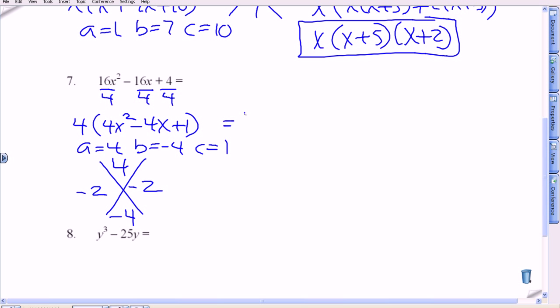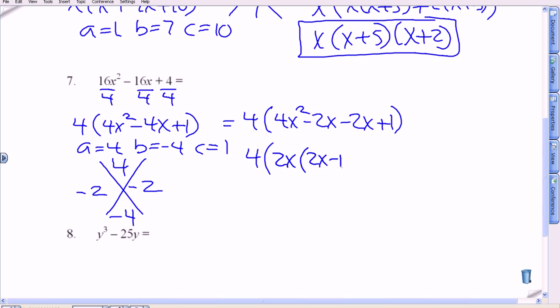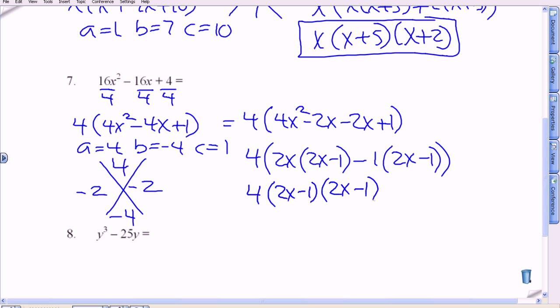So this becomes 4 times 4x squared minus 2x minus 2x plus 1. Take a look at those first two terms. You can take out a 2x. You're left with 2x minus 1. The last two terms, all I want to do is change their sign, so I'll factor out a negative 1 to do that. Gets me here. And then finally, as our last step, I'll factor out a 2x minus 1 from both, leaving me with a 2x minus 1. That is our final answer.